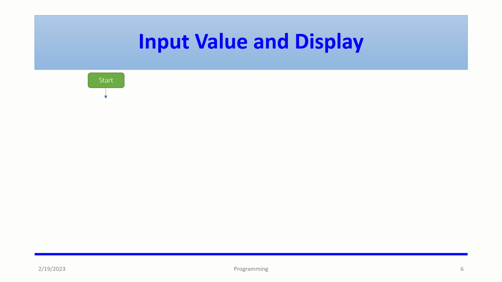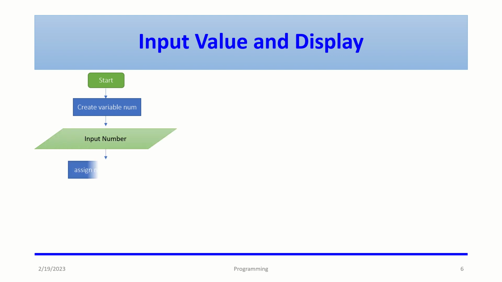So before taking user inputs, you have to create a variable to store the user input. So here, first of all, we have to create the variable. I'll create a variable called num, because now we are going to take a number from the user. Then we have to assign the number input by the user to the variable. Assign number to num.